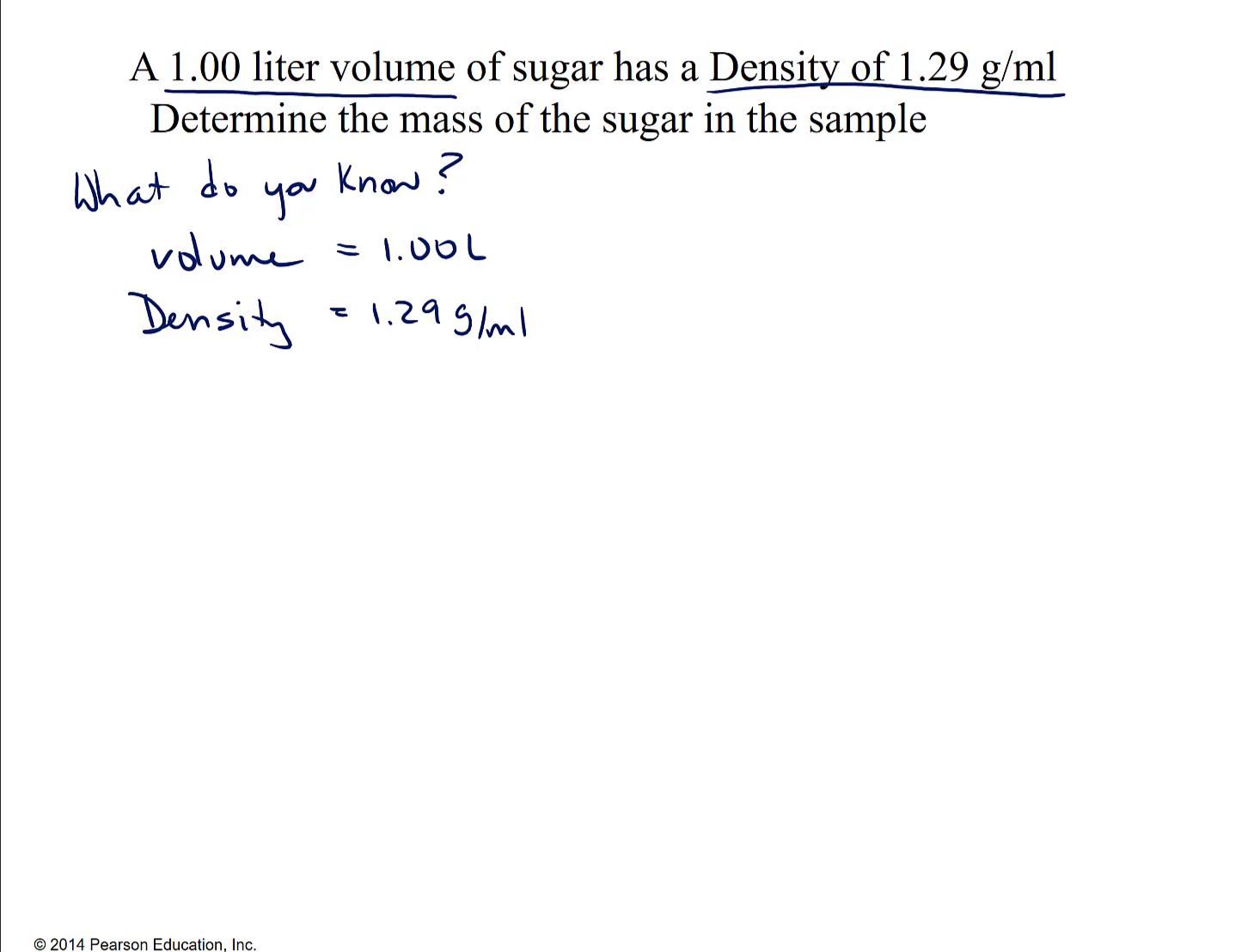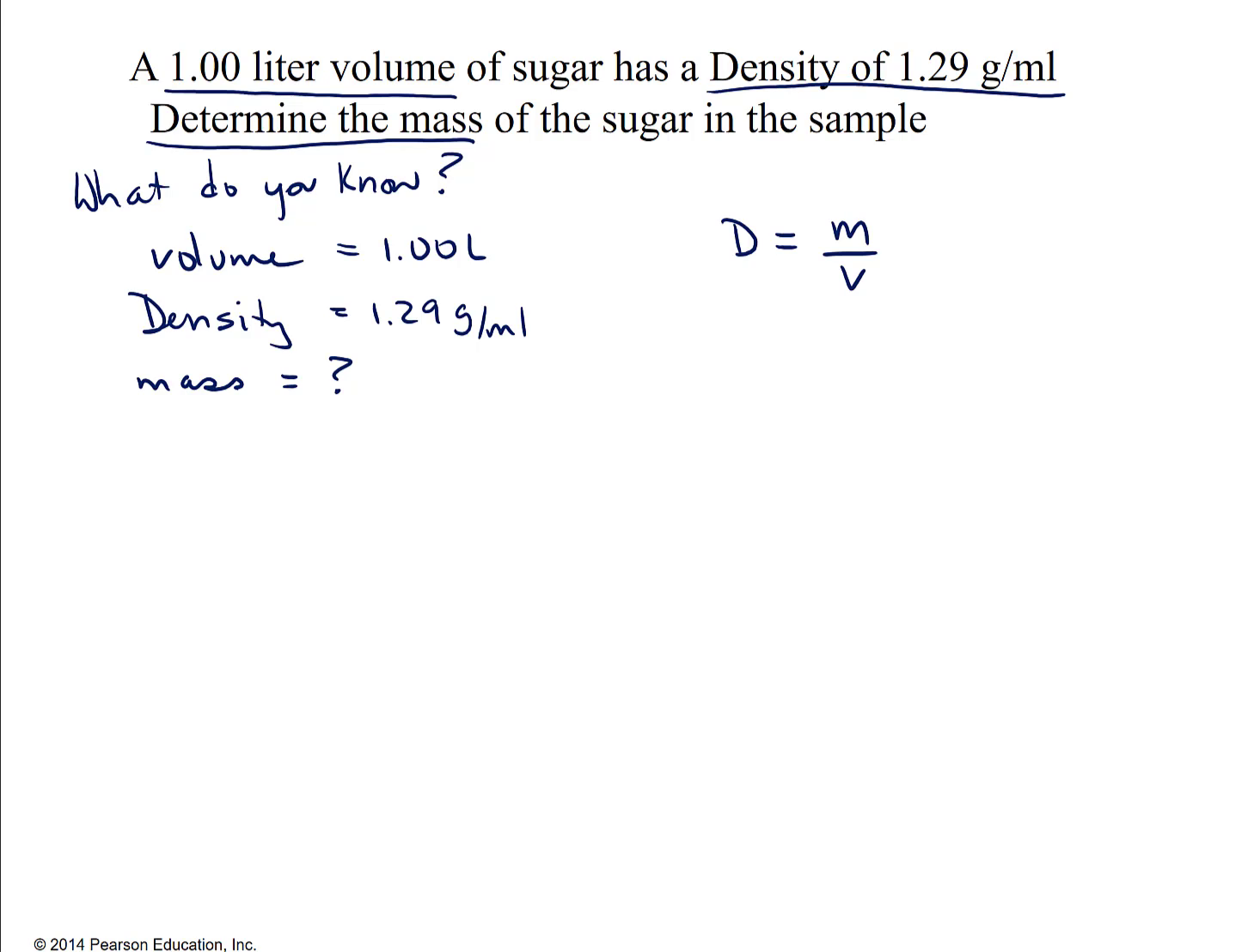What do I want to find? The mass. Okay? So find the pieces that you know, and figure out what the question wants you to find. So I want to know mass. The formula that I need to use is density is mass over volume. But I want to know mass. So in order to find mass, what do I have to do to this formula?